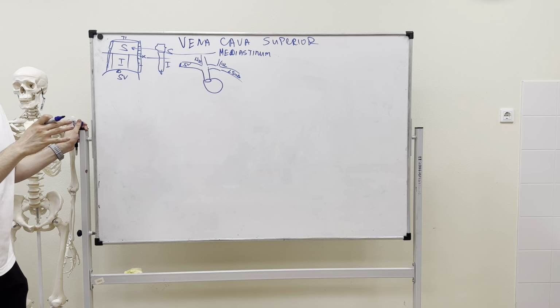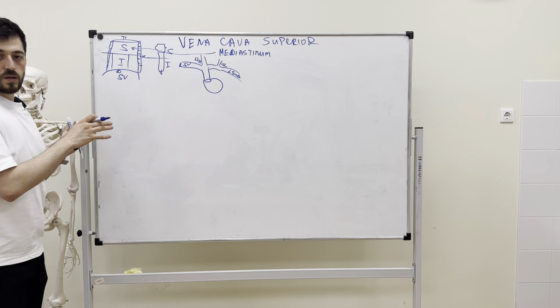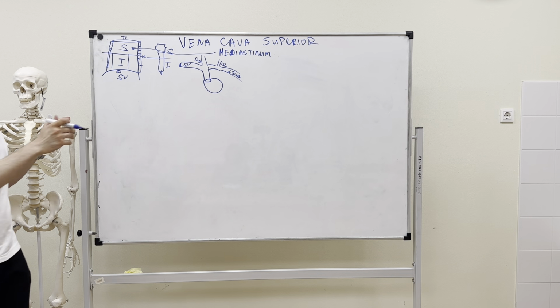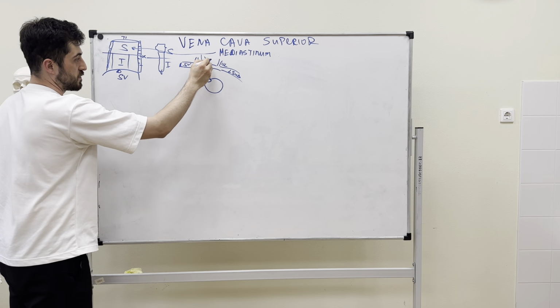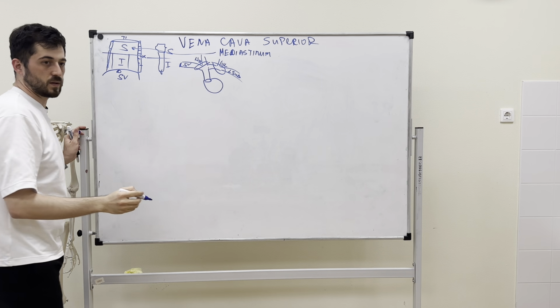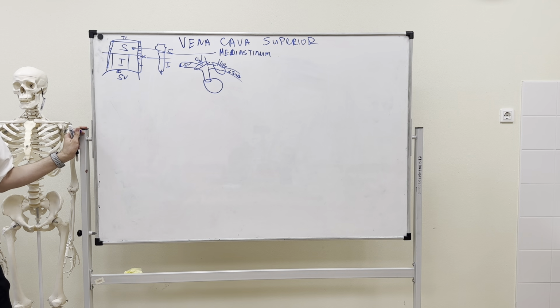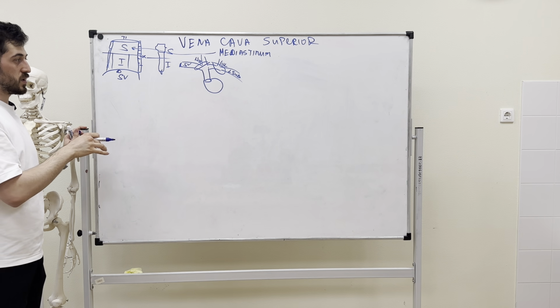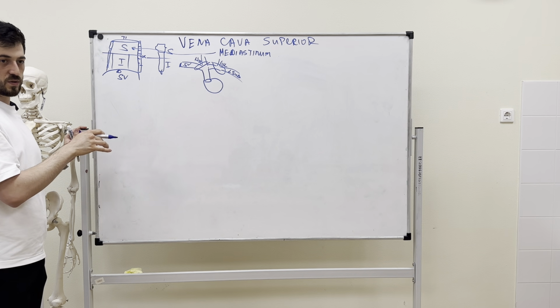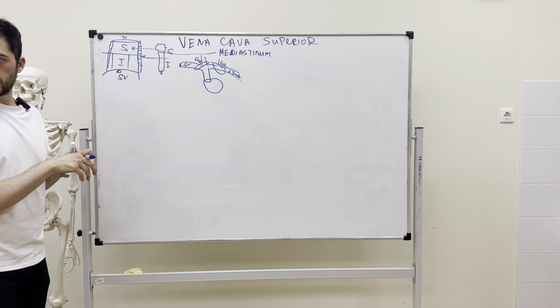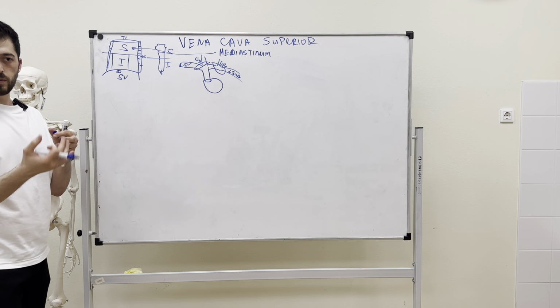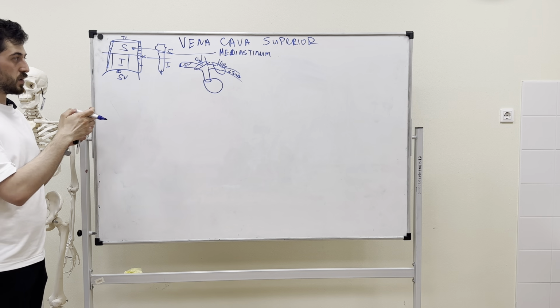Is it clear? Yeah, this is the brachiocephalic, right? This will be the right brachiocephalic and the left brachiocephalic vein. That was the branches of the brachiocephalic vein. Now let's talk about tributaries. What are the tributaries? They are the vessels draining into the superior vena cava.